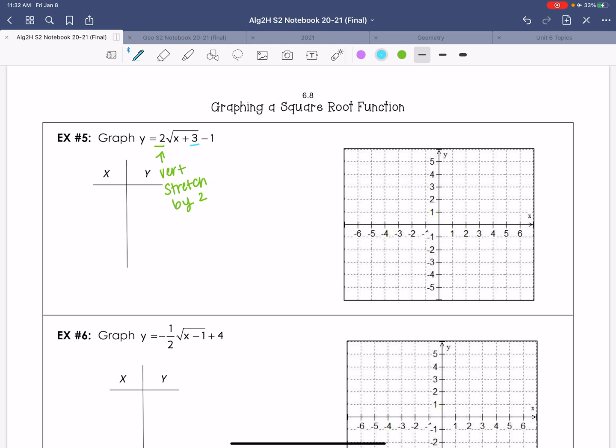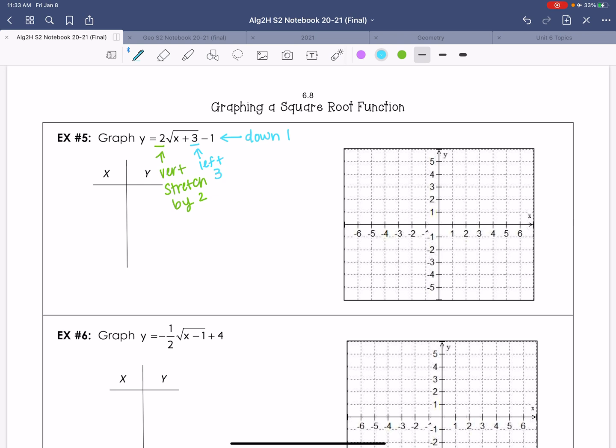Okay, next thing we're going to go ahead and talk about is this guy. It's on the inside, opposite of what you think. So this is going left 3. And this shift right here, it's on the outside. Everything on the outside is vertical. Everything on the outside is same as what you think. So that's going to give me a down 1.